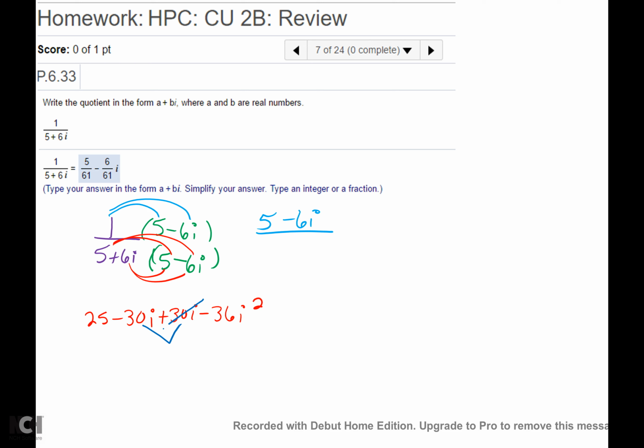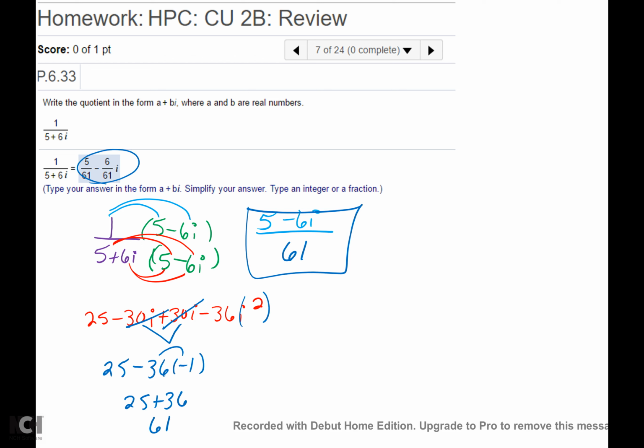Combine like terms in the middle, which will cancel. They always will on conjugates. Replace the i squared. So I'm going to have 25 minus 36 times negative 1, which is 25 plus 36, which is 61. So my bottom would be 61. And that would be my answer.